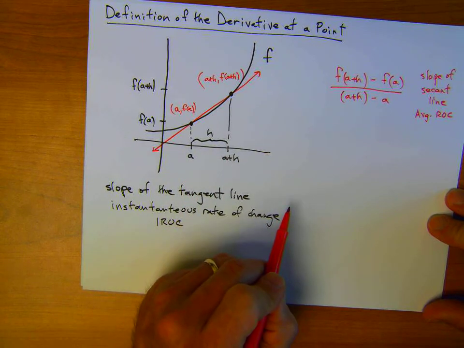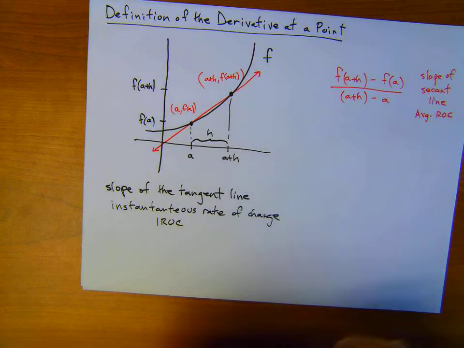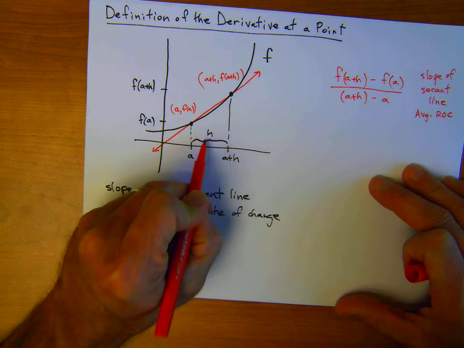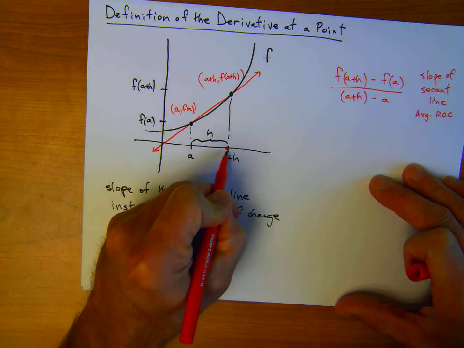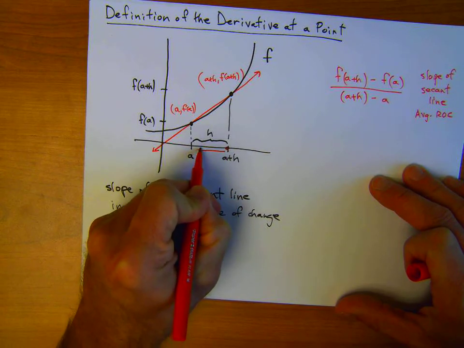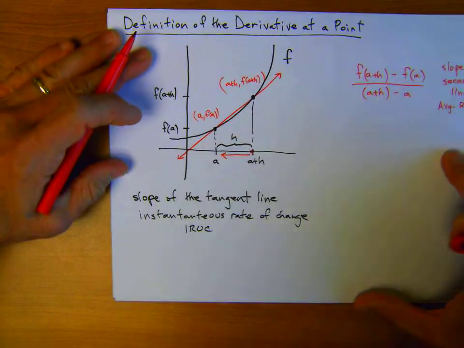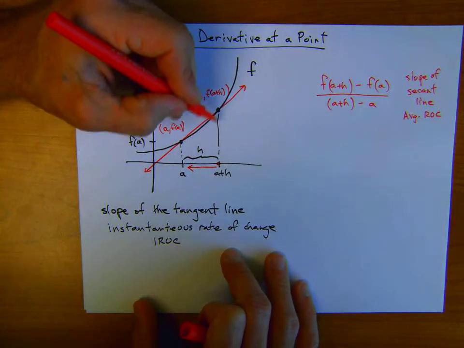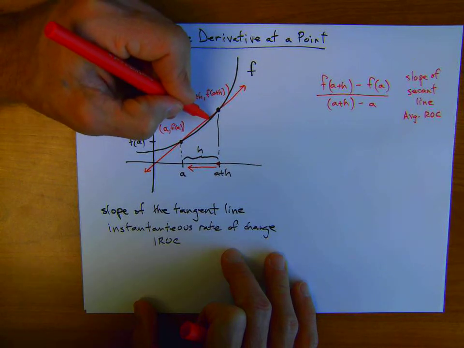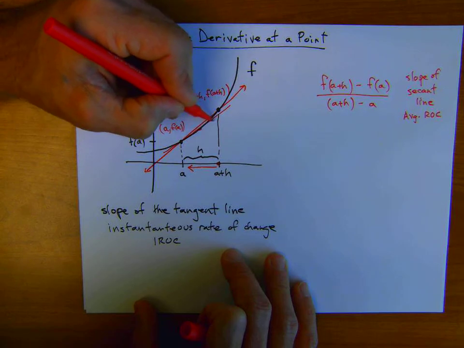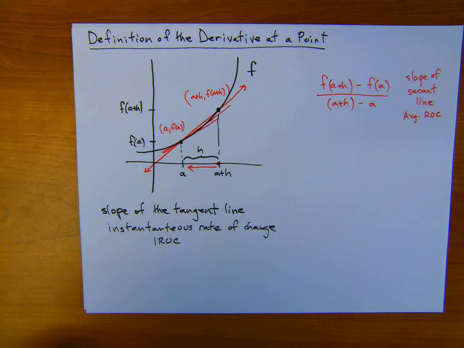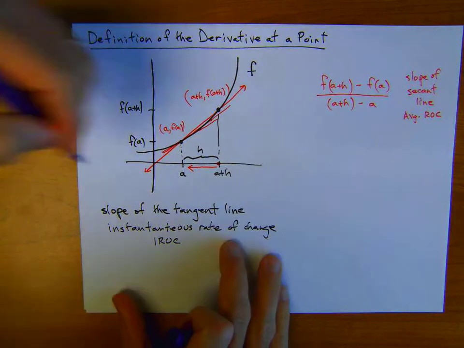So how will we use that? Well, we can allow this h to get smaller and smaller so that this point here comes in toward a. Try not to turn the page too much and give you a headache. As we move that in, we would have another secant line here, and then maybe another secant line here. But eventually, as h goes to 0, we would end up with the tangent line.